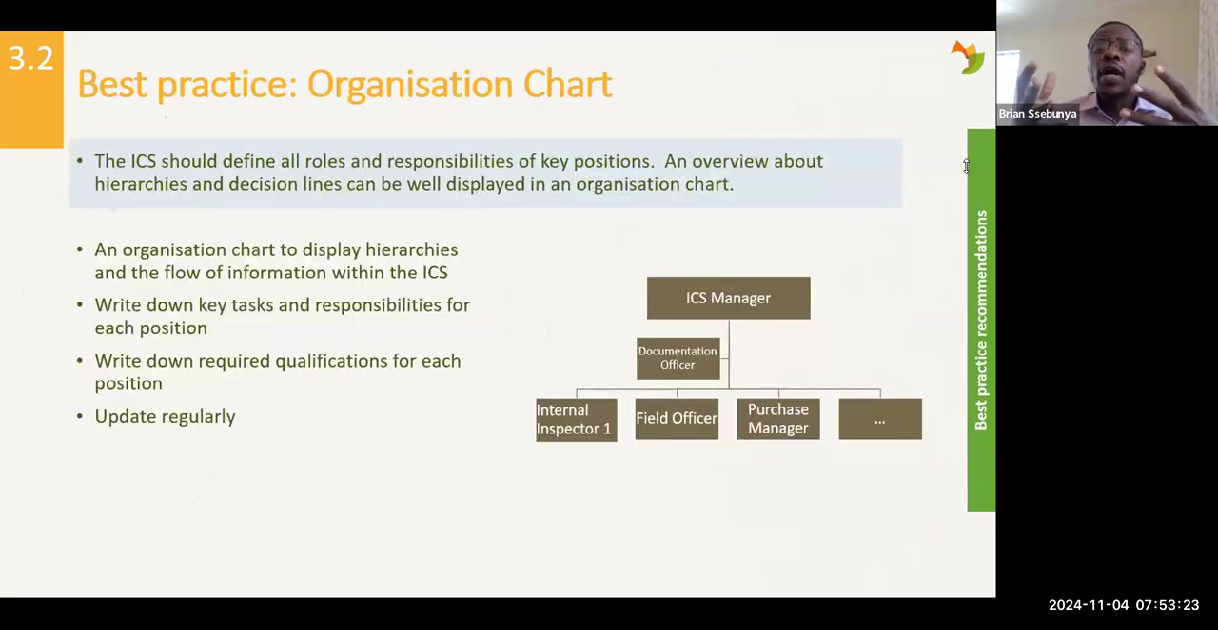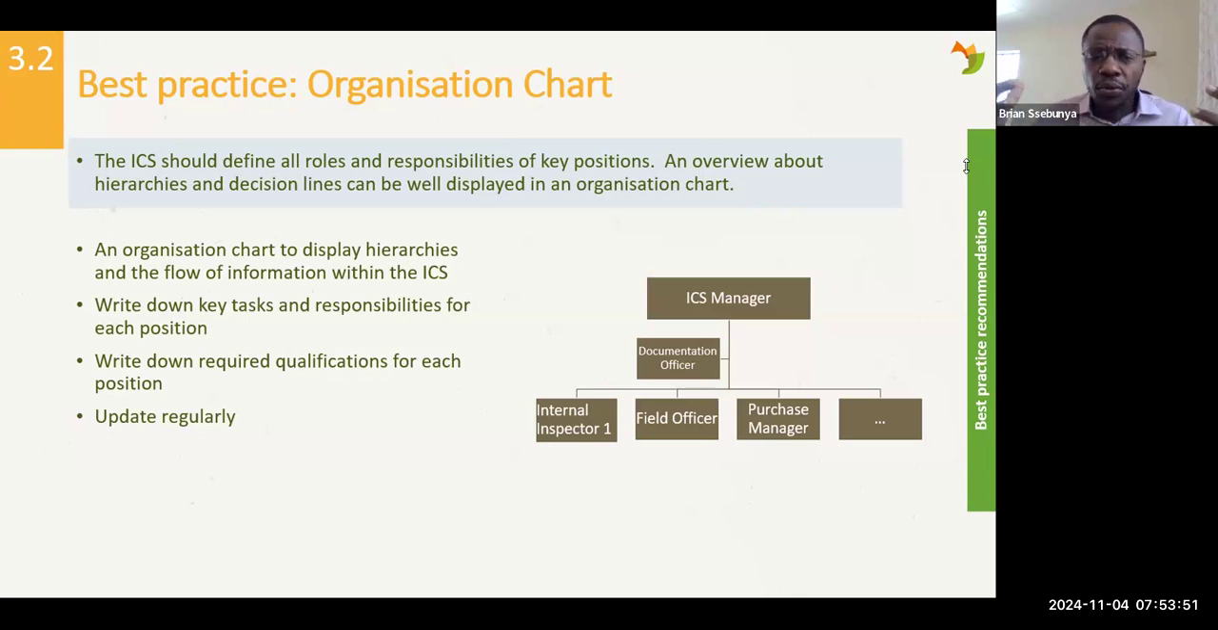So in terms of the organizational chart, it could look like this for the ICS. For those of you who understand this language of organization charts, how could we structure it? You have the ICS manager on top, managing everything, and then you have the internal inspector, the field officers, the purchase manager. You can have many, and in some cases they even have the documentation officer, who sometimes is called the M&E or whatever.